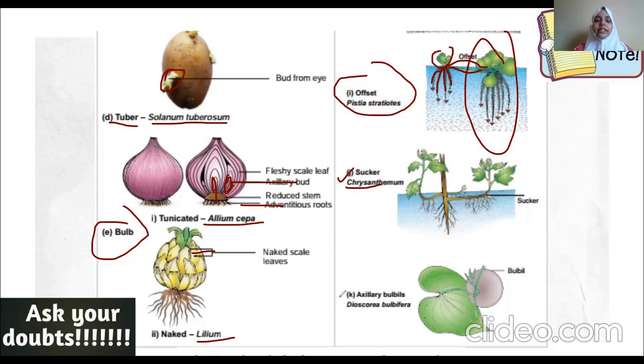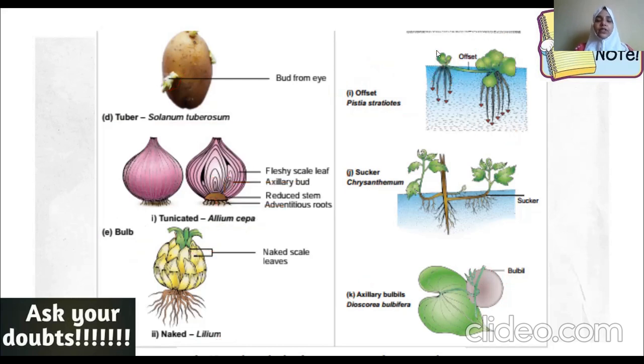Then this is another example, asexual reproduction through the bulbs. Okay, so a bulb will be able to generate a few bulbils, that is the smaller version of the bulb, and then that will be capable of developing into a whole new plant.